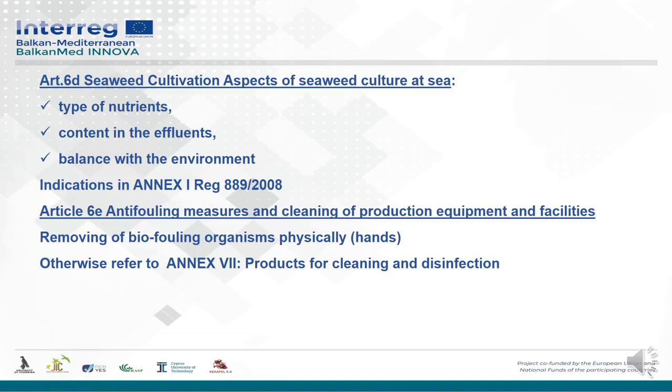According to Regulation 710 of 2009, in Article 6D, seaweed cultivation, aspects of seaweed culture at sea, defines the type of nutrients, with the content in the effluent balanced with the environment. Indications are given in Annex 1 of Regulation 889 of 2008.